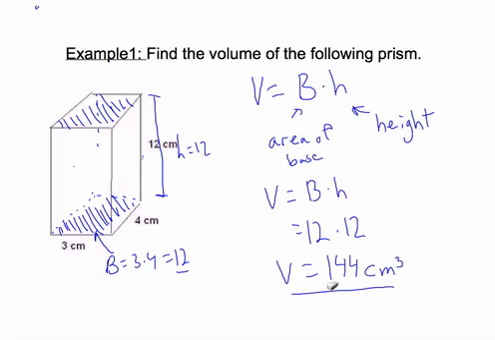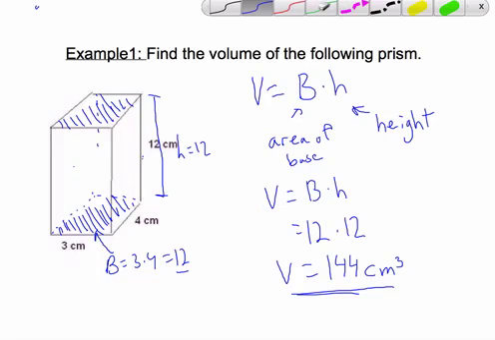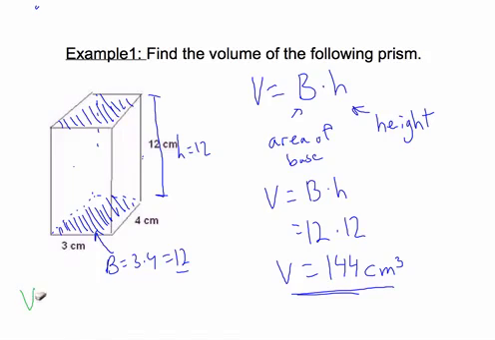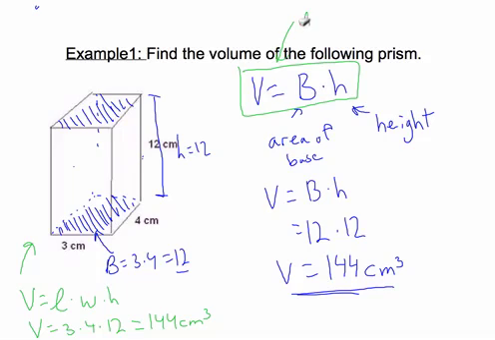Now there's also another special formula just for rectangular prisms you might have seen. You could also do this as volume equals length times width times height. So volume equals 3 times 4 times 12, the 3 dimensions of the rectangular prism, and you also get 144 cubic centimeters. This works for just rectangular prisms, while the base times height formula works for all prisms. In fact, it kind of works for cylinders as well, as we'll see later.